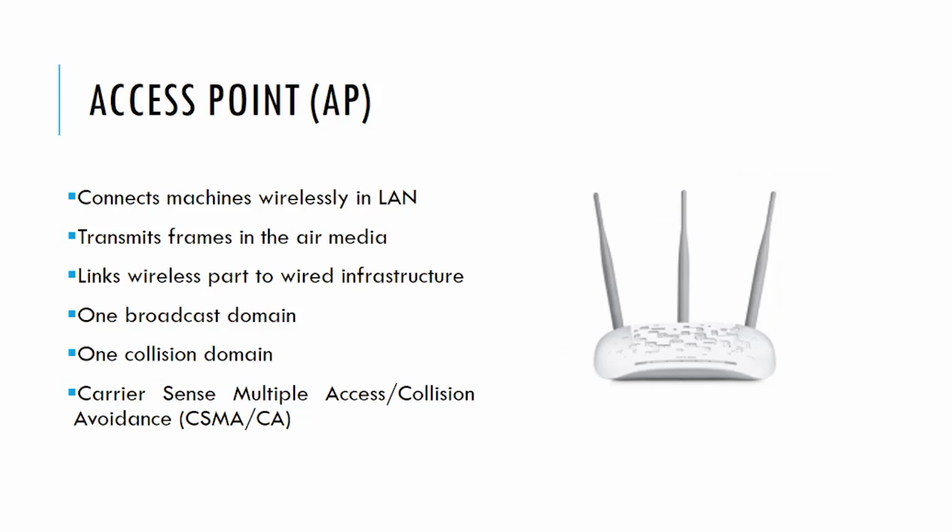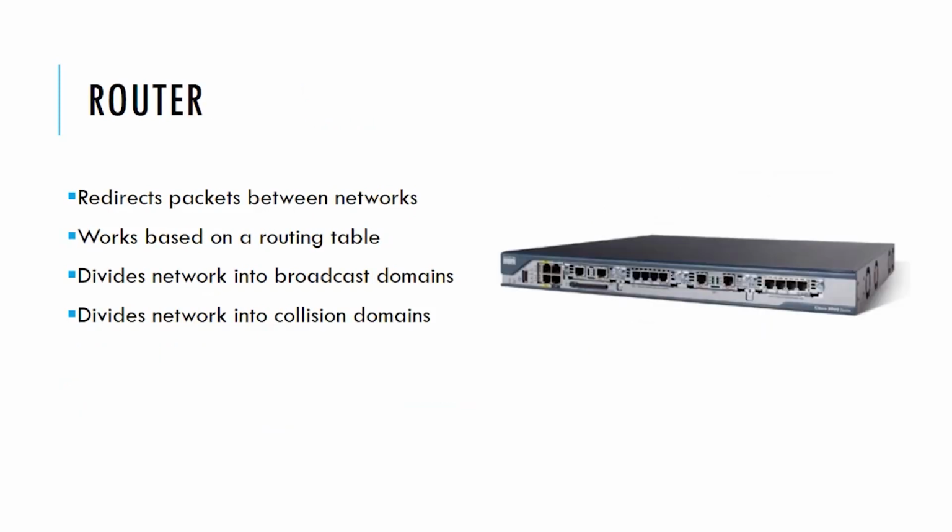The access point is one broadcast domain. The access point, of course, is one collision domain and allows for collision. Meanwhile, there is an algorithm that can be followed to avoid collisions in the air media, which is called CSMA/CA, Carrier Sense Multiple Access Collision Avoidance.